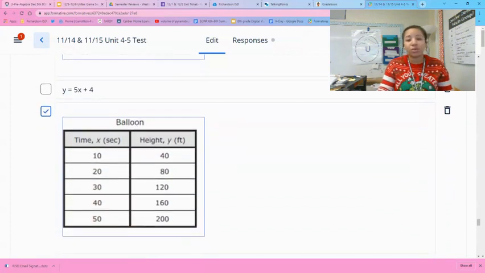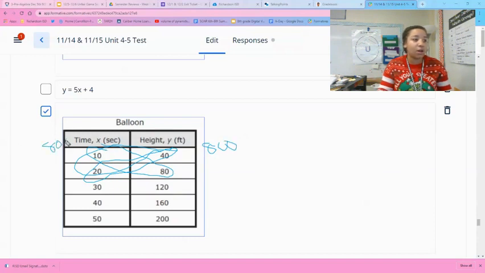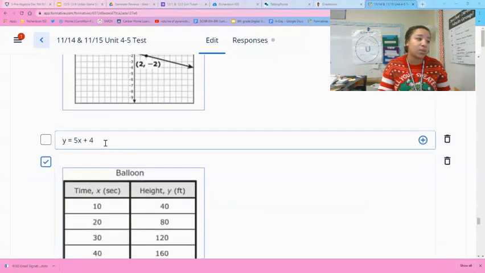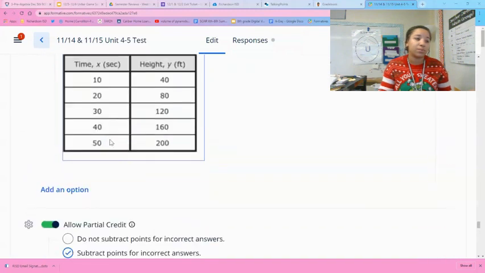This one, if we cross multiply these two, they would equal each other. So this would be 80. Sorry, that's really ugly. This would be 80. And then these two we cross multiplied, it would also be 800. This would also be 800. So if we cross multiply these two, they would be proportional. Okay. And then this would be non-proportional because it has a y-intercept as well.